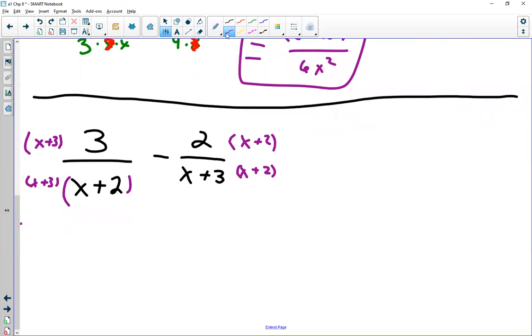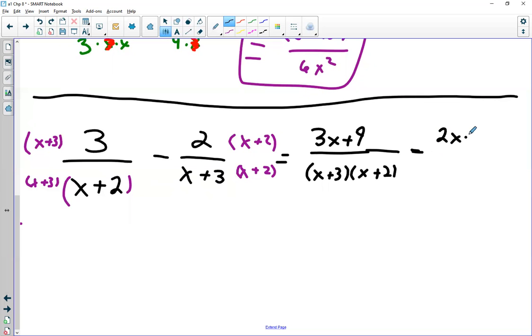So that's going to become, the first one is going to be 3x plus 9. On the bottom, I highly suggest don't actually combine them, because you want to check if they could factor. So just put them next to each other. Make your life a little easier. Minus 2x plus 4 over x plus 3, x plus 2.